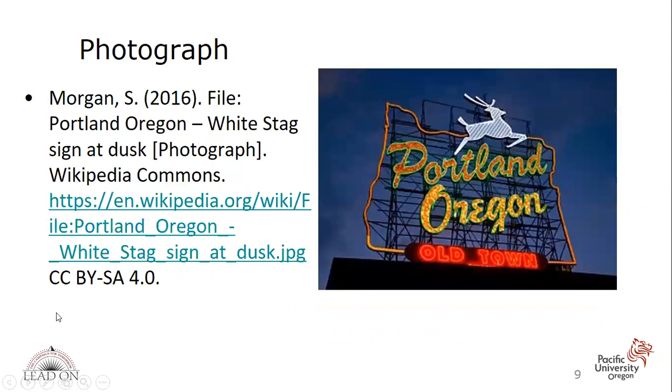And here's another photograph example. The other thing that this one really brings up is the Creative Commons, which you'll see down here at the end of the citation. Creative Commons is basically the copyright and how this media is allowed to be used by its author, by its owner.